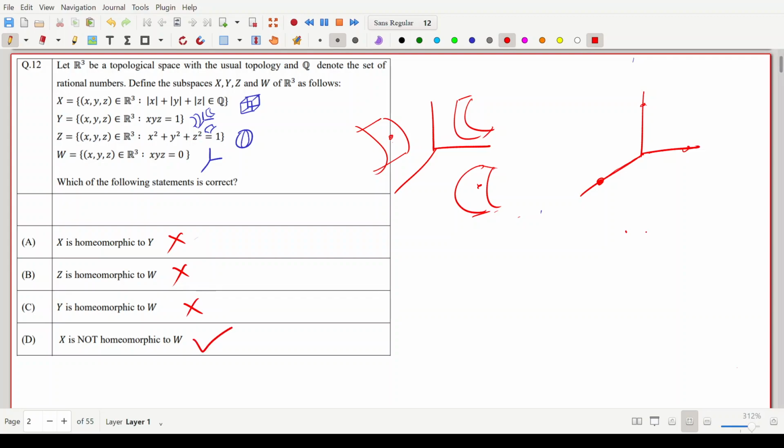So what is this? X is not homeomorphic to W. Look at your X and look at your W. Again, what do you observe? Your X is your cubical shape, correct? And what is your W? X is a cubical shape, and your W is the axis. These two are again not homeomorphic. Why is it not homeomorphic?